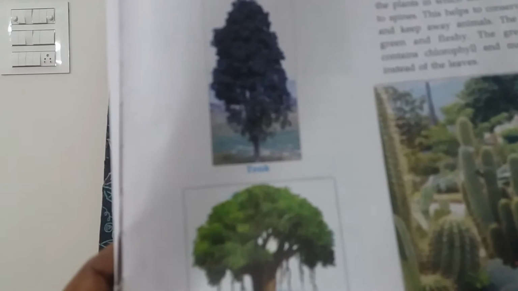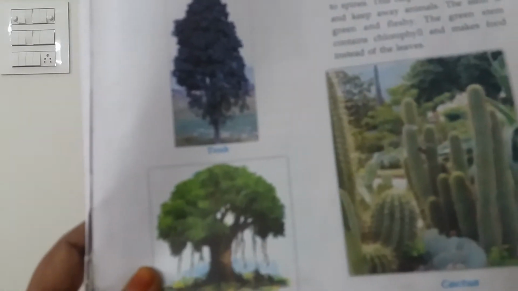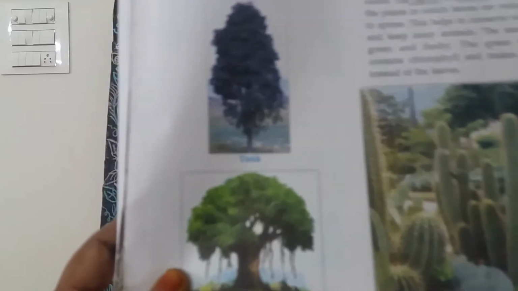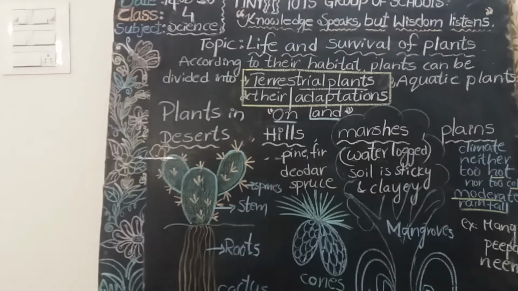How is the climate on plains? Climate is neither too hot nor too cold, with moderate rainfall. So mango, neem, banyan, teak, sesame, all these types of trees grow on plains. Sometimes the trees shed their leaves in winter to protect themselves against the cold. So I will show you some more pictures.